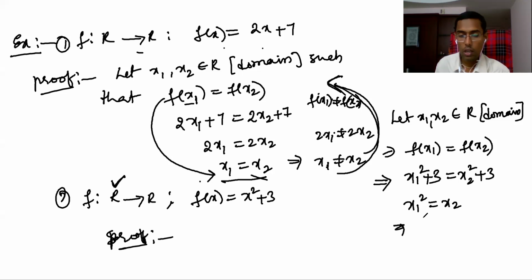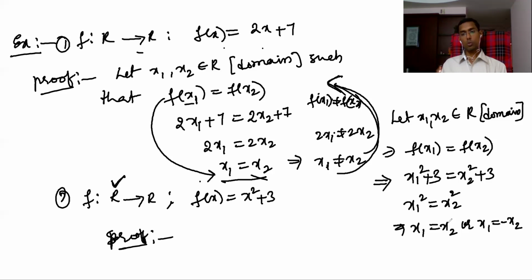What does it mean then? X1 equal to x2 or x1 equal to minus x2. You know this. X1 square equal to x2 square means x1 equal to plus or minus x2. So now here what you should get is only x1 equal to x2. That is the definition.